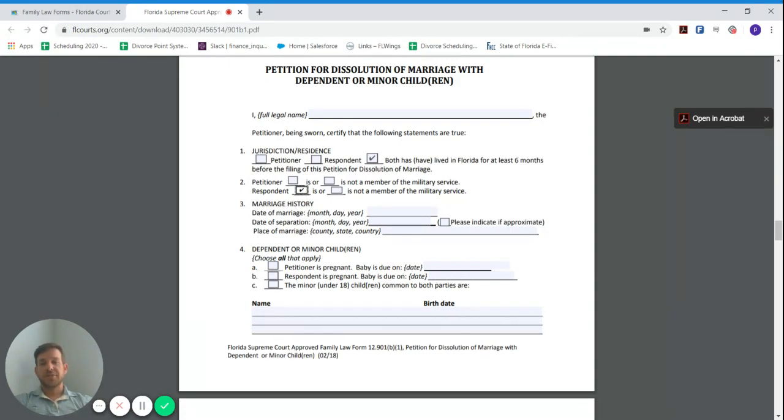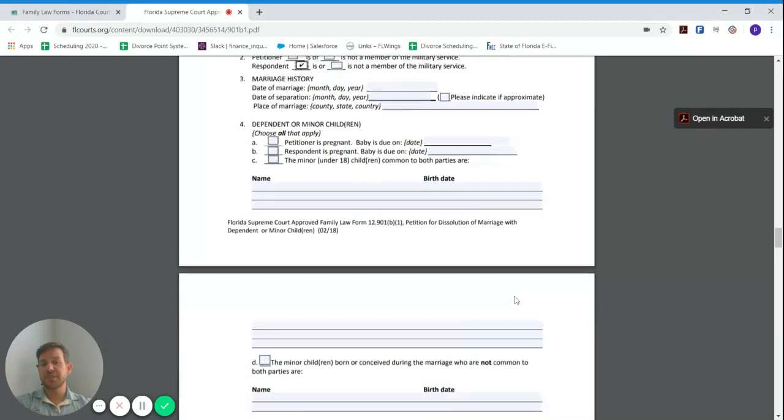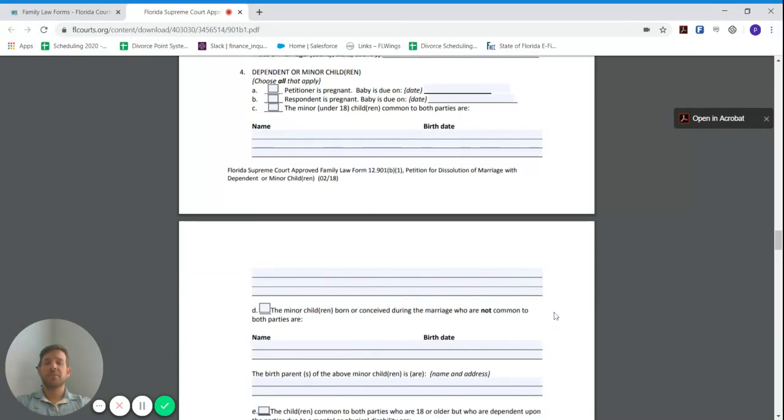Now in section 4, you're going to list whether or not you're pregnant. And then you're also going to list any minor children you currently have. The minor children conceived of the marriage who are not common to both parties is also important, because if a child was born to an intact marriage, it's assumed that the child is a child of the marriage. It just seems obvious, right? But there are occasions where they are, quote unquote, illegitimate children. And so there's going to need to be a disestablishment of paternity that needs to be done.